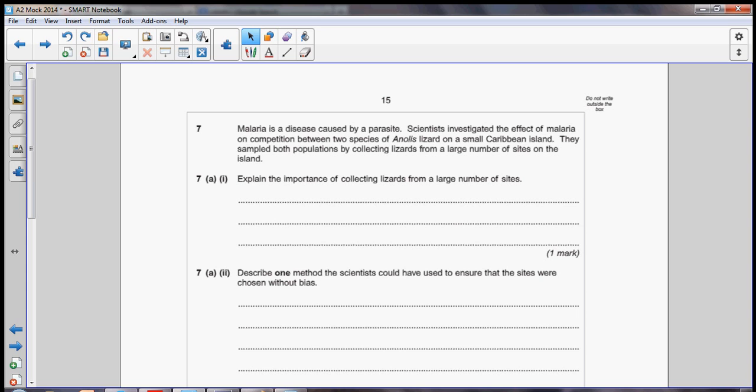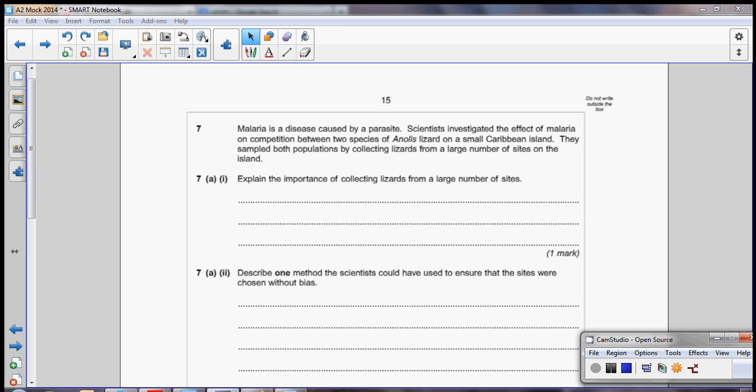It tells you that the scientists investigating these anolis lizards with malaria sampled both populations by collecting lizards from a large number of sites. It asks you to explain, for the first question, the importance of collecting lizards from a large number of sites. Now that should be a nice straightforward question for you. This is just like being asked why we do repeats of experiments, and you should know by now that we repeat experiments and we take a large number of samples in order to get a reliable mean, to identify anomalies, and generally to get reliable results.